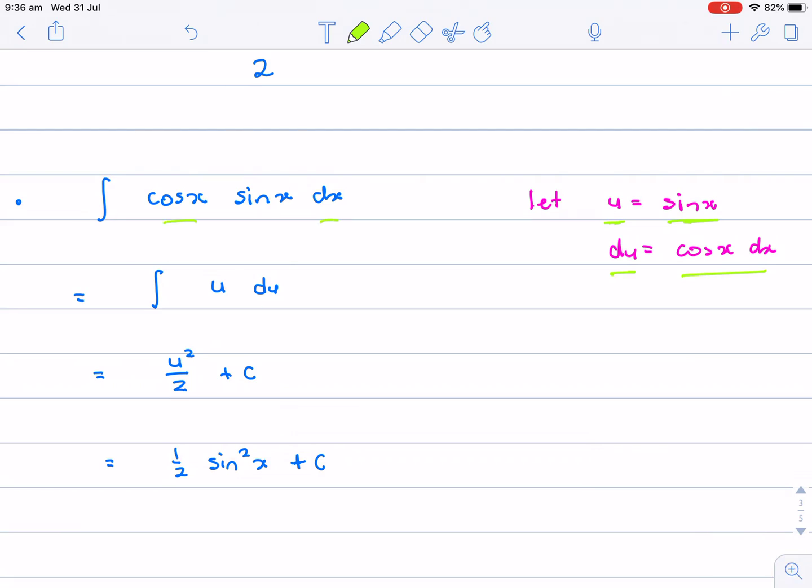So there's our du, and sin x is replaced with u, and it's just the derivative, and the integral becomes half sin squared x. Don't forget your constant. Alan will punish us if we don't put the constant in.